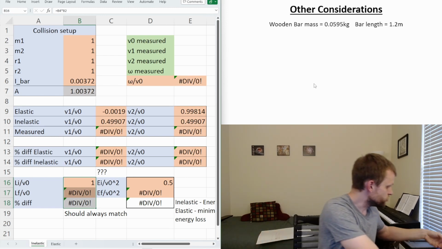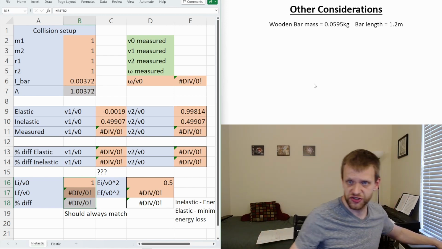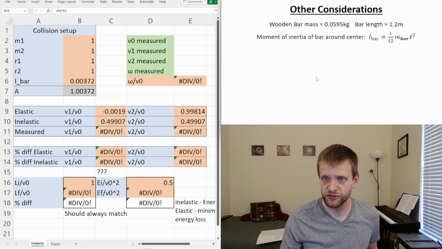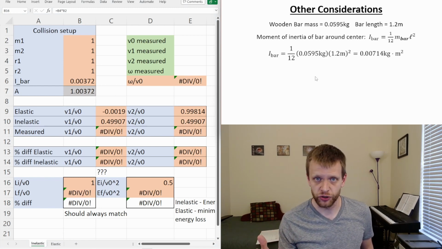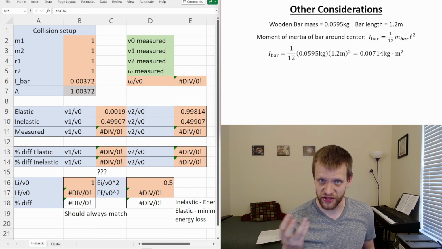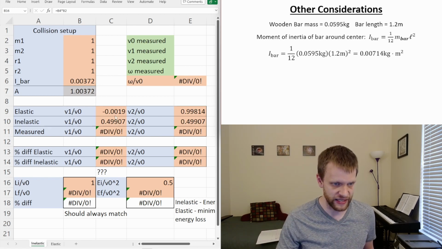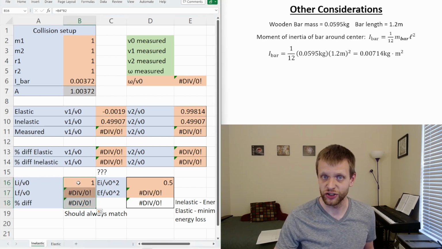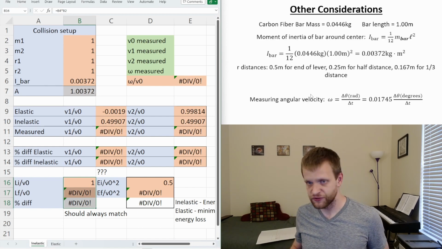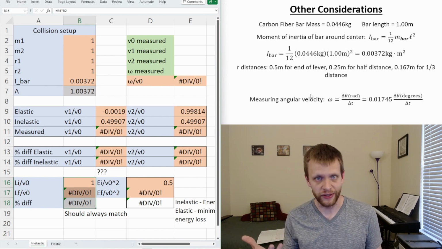So we can do the same kind of calculations and say, if I use this wooden bar for some of the trials, we can use its moment of inertia as well. We are going to add some trials with the flexible wooden bar to see if that has an effect on this conservation of angular momentum. We'll be doing some trials like that. And one additional thing, there's going to be a couple more.